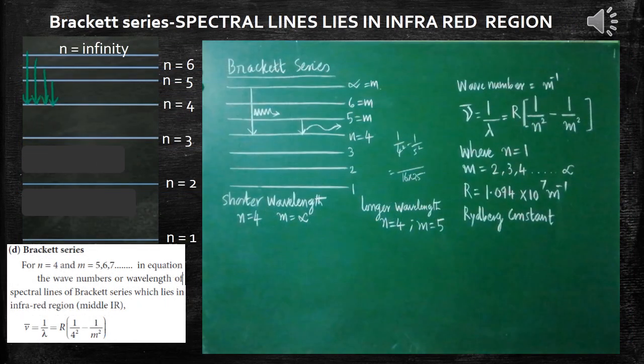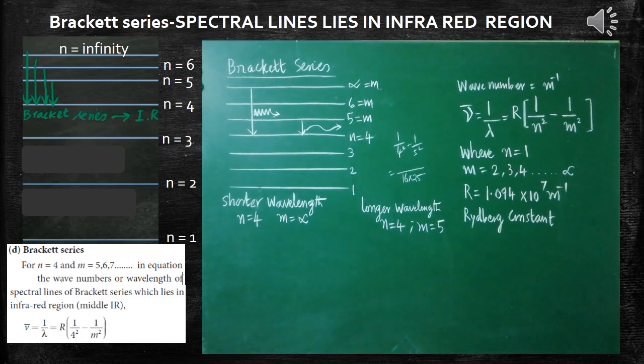When the excited electron jumps from any other outer orbit to the fourth orbit, these spectral lines are emitted. When these spectral lines are grouped and named as a series, it is called the Brackett series. The spectral lines in the Brackett series lie in the infrared region. Now we are going to see the fourth spectral series called Brackett series, in which we are going to calculate the wavelength and wave number of the shorter wavelength radiation emitted in the Brackett series.